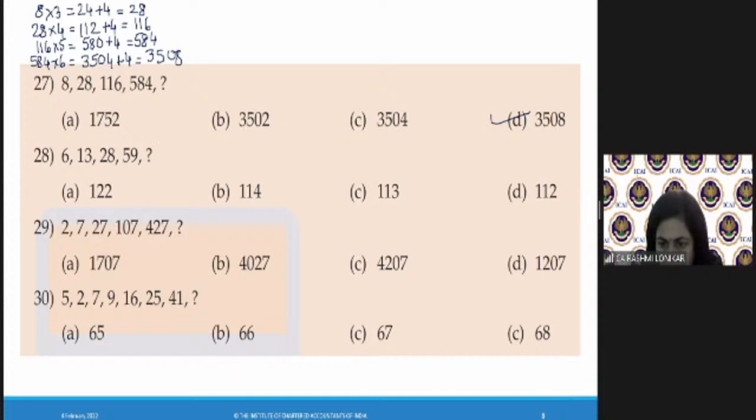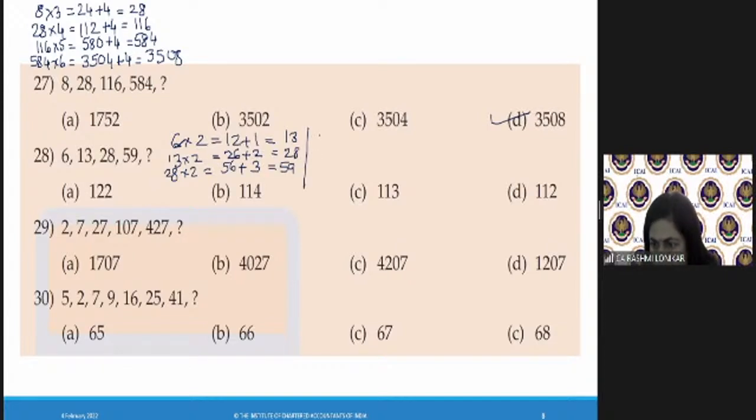This is 6 into 2 is 12 plus 1, I get 13. Then 13 into 2 is how much? 26. 26 plus 2 is 28. 28 into 2 is 56. 56 plus 3 is 59.